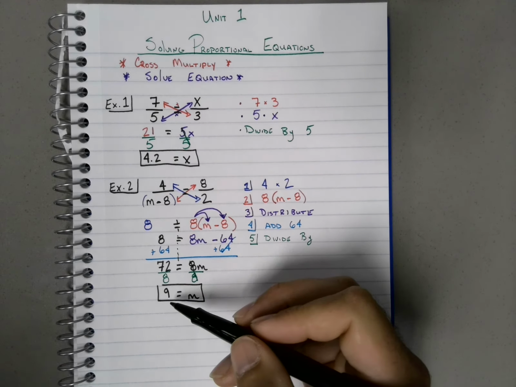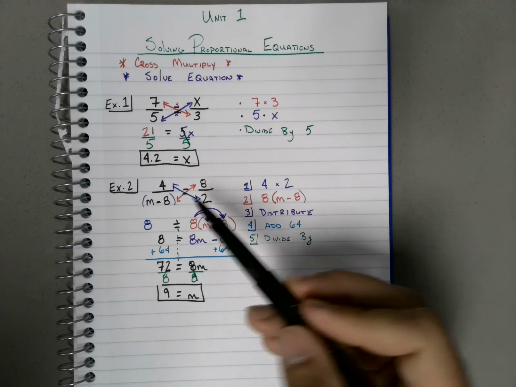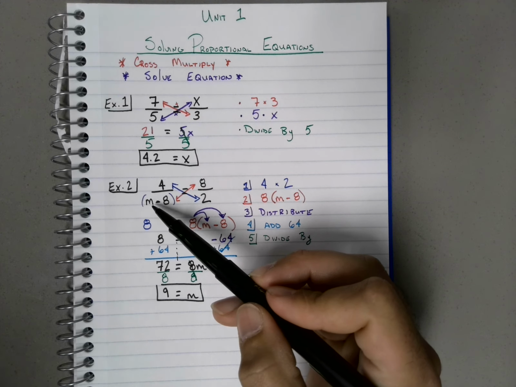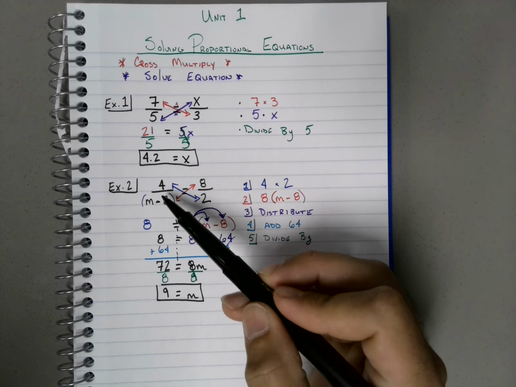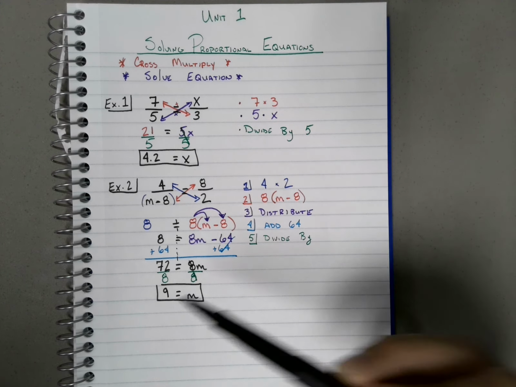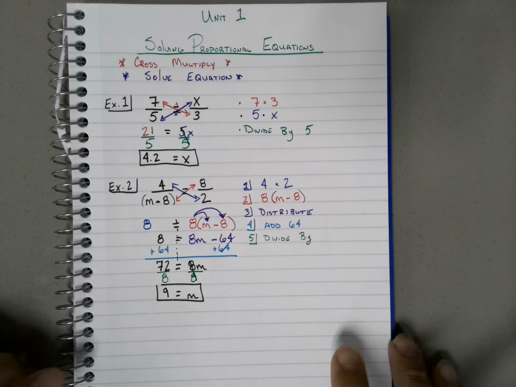And you can check your work by taking this 9 and subbing it in and seeing if you get both sides equal each other. So if I take my 9 and put it up here, 9 minus 8 is 1, 4 divided by 1 is 4, 8 divided by 2 is 4, and 4 equals 4. So we know that that 9 will work there. Okay?